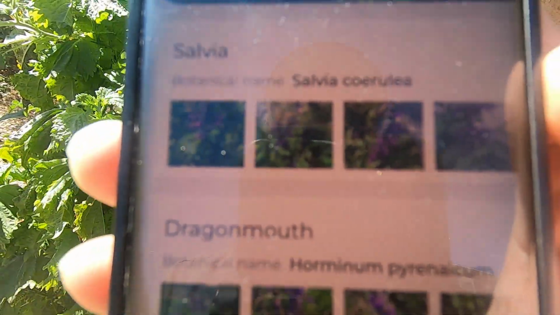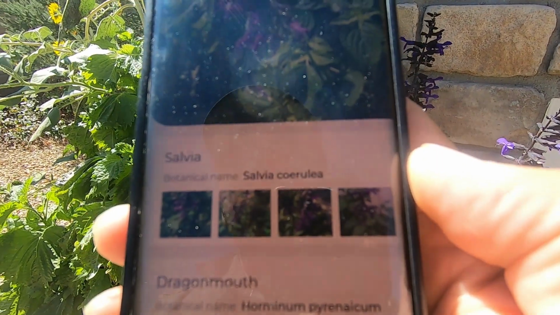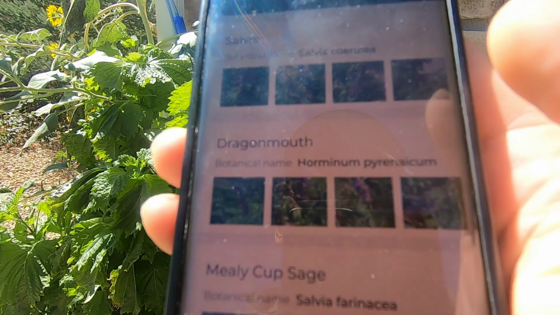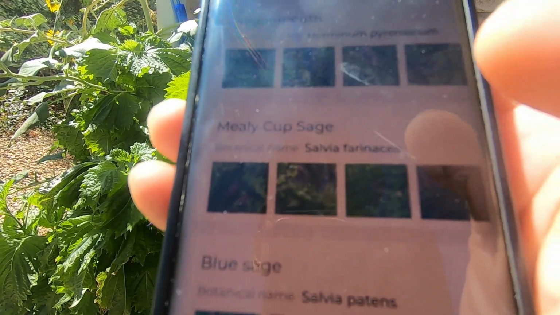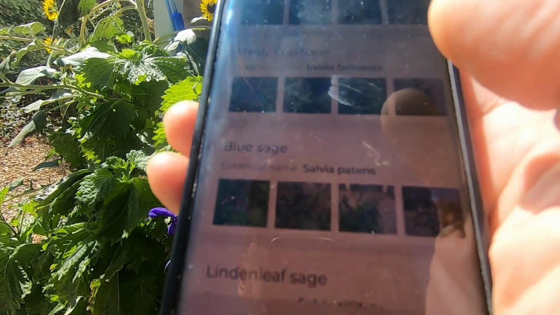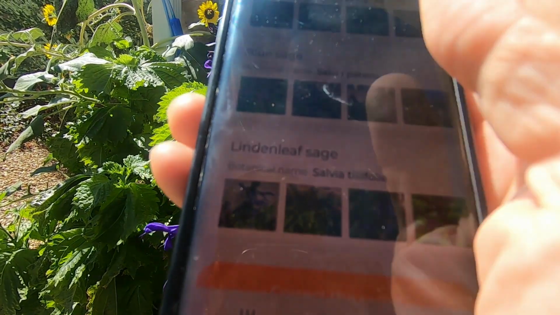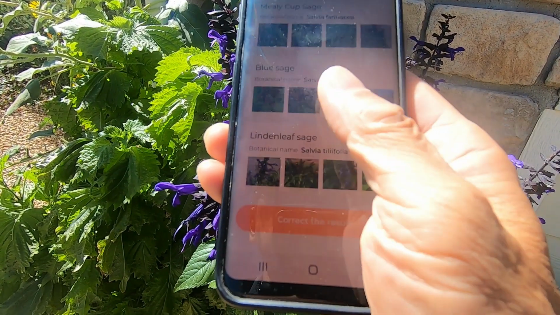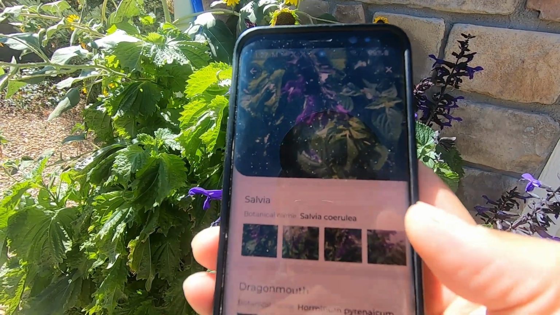It's Salvia coeluria, I think. Just Salvia coeluria, and this is Harmonium pyroceum or whatever, Salvia venata. Yeah, this is kind of difficult to determine which one that is, because I think they are very, very similar to each other.